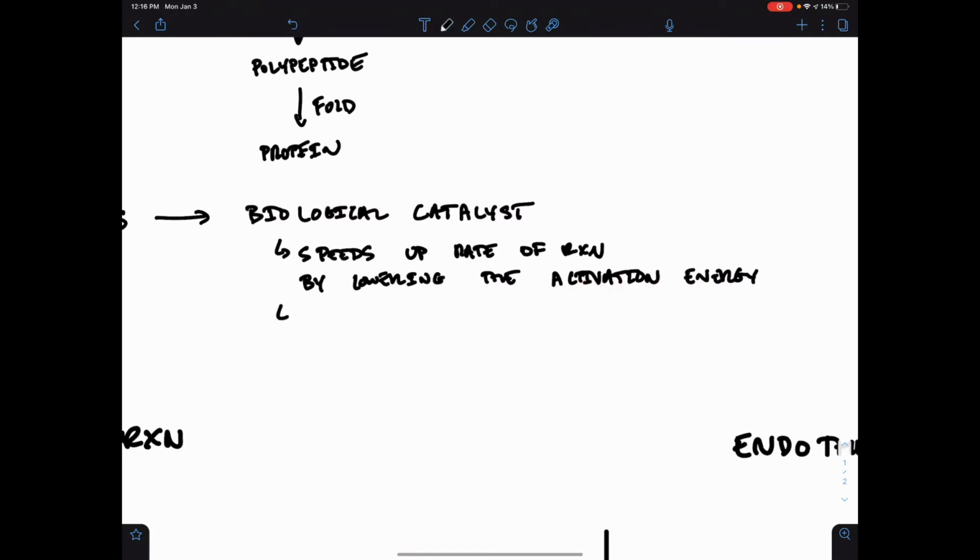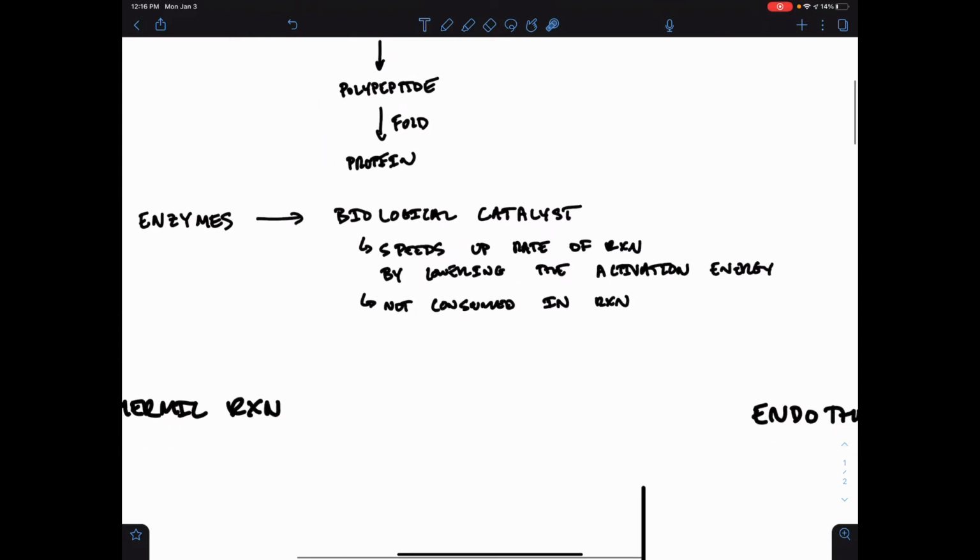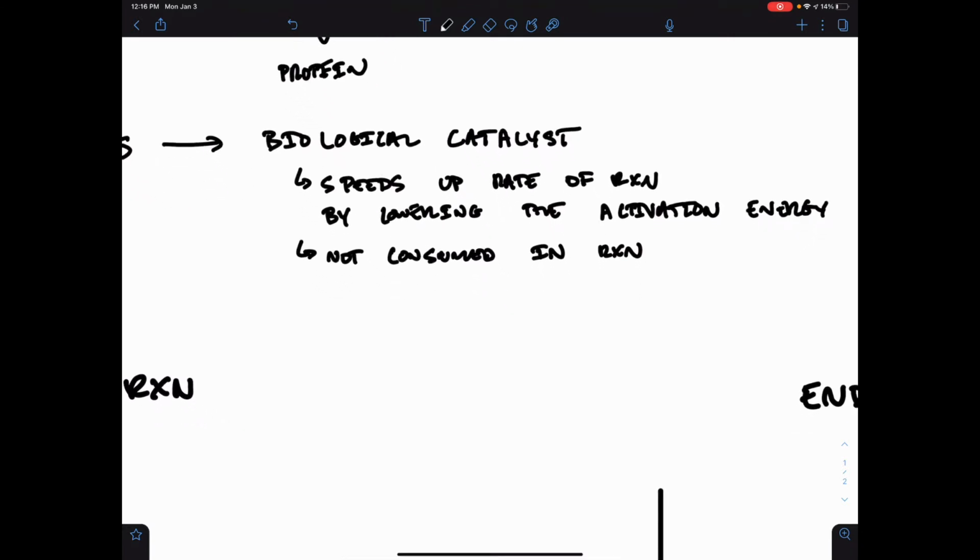And an important feature of enzymes is that they're not consumed in the process of catalyzing their reactions. So an enzyme can catalyze its reaction again and again and again, and it's not used up when it catalyzes a reaction. It's still there. So if you provide it more substrate or more reactant, it will continue to make more product.